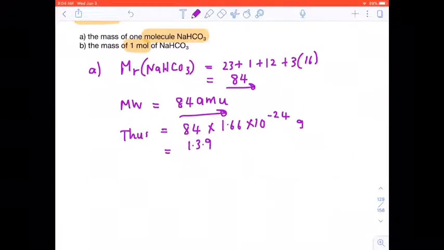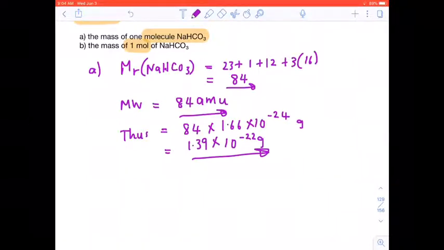1.39 times 10 to the minus 22 grams. So can you see the molecule's mass is extremely light, right?